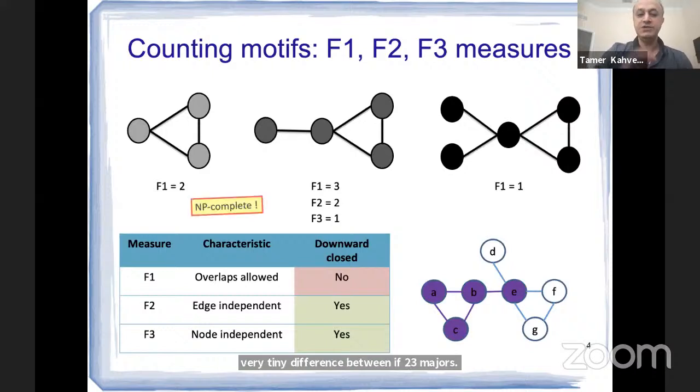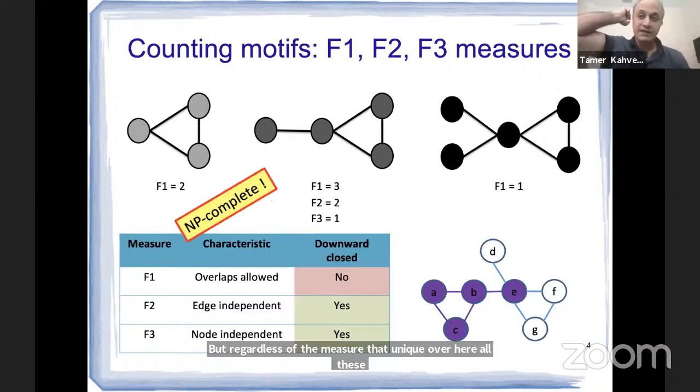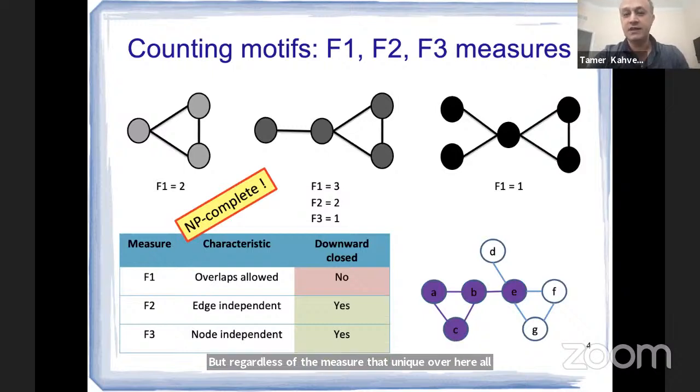But regardless of the measure that you pick over here, all these 3 motif counting techniques are NP complete, computationally very expensive. Now, those of you who do theory among you are going to hate me for saying this, but I'm going to say that F2 and F3 measures are harder problems than the F1 measure because you have to solve not 1 NP complete problem, but 2 NP complete problems for each one of them. But at the end of the day, it's still NP complete.